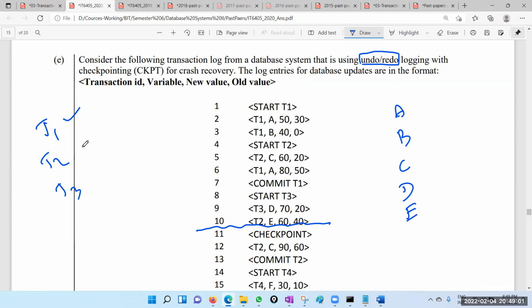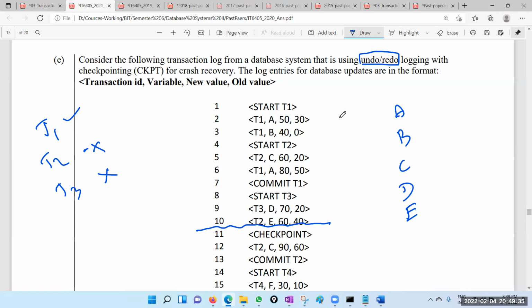So that means we have to undo transaction 2. T1 we have to redo in case of issues, but T2 we have to undo, T3 we have to undo, because they commit later. At that point, we have no idea whether they have committed or finished or not. So therefore, we have to ignore or undo T2 and T3. But T1 we can consider valid.